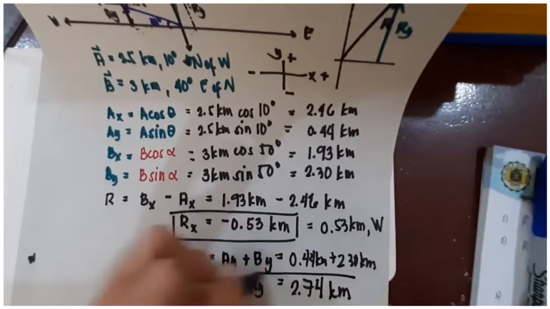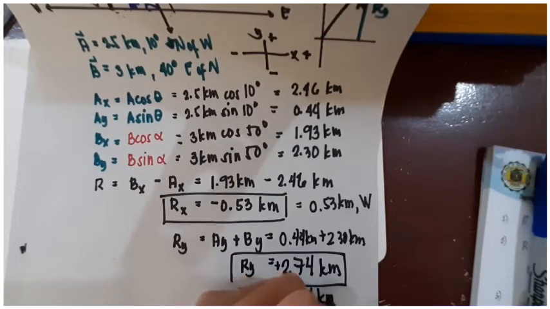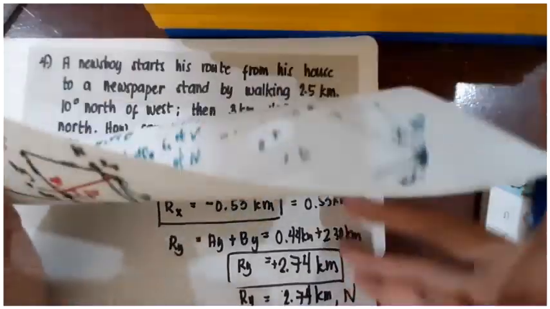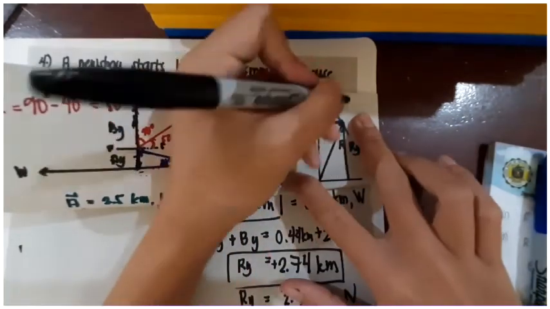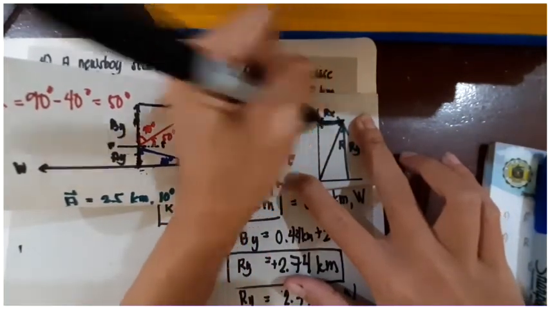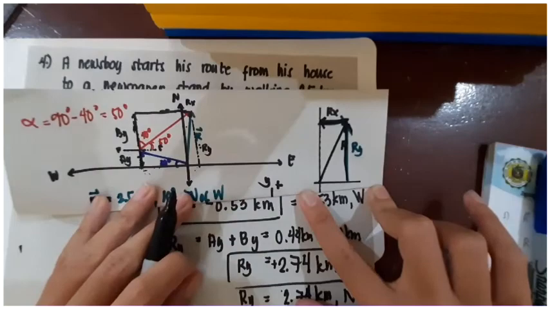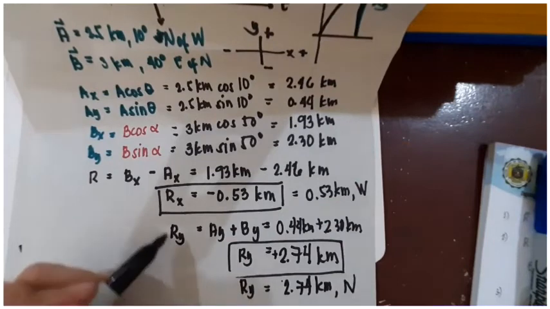kilometers. Okay, you can observe positive ito siya. It means that your Ry is going to be north. Okay, so north siya. Paakyat. Okay. Ito naman, since negative siya, papunta siya doon. Sa kabila. Okay. So that's it. Okay, so that's how you solve for your x and y component ni R.